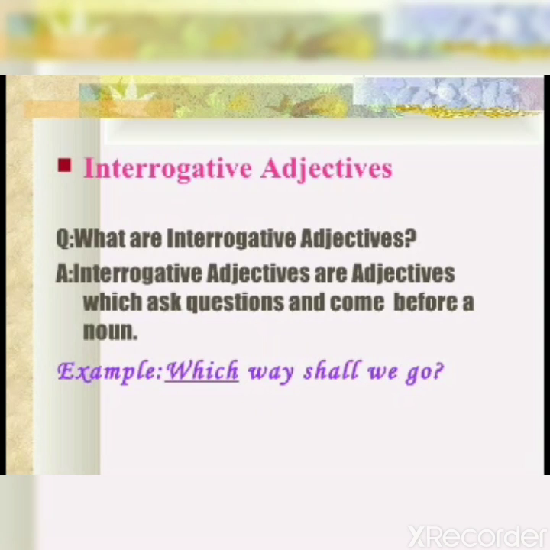So here we are asking a question. Which way shall we go? Which is our interrogative adjective. It can be anything. What, where, when did you go there, what is your name. So in such kind of sentences we are asking a question. Such words like which, what, when, where will be considered as interrogative adjectives.